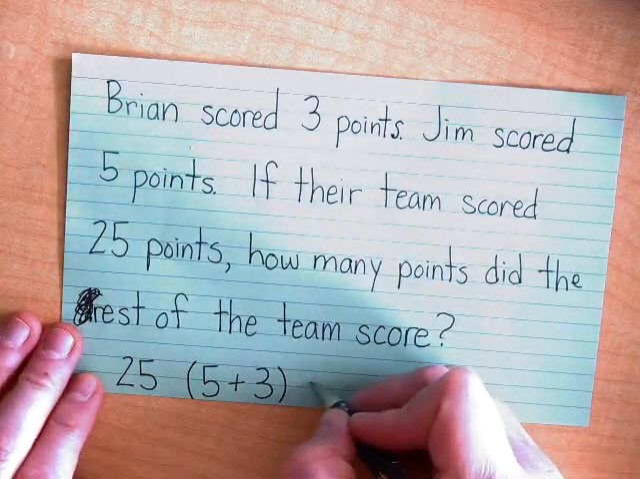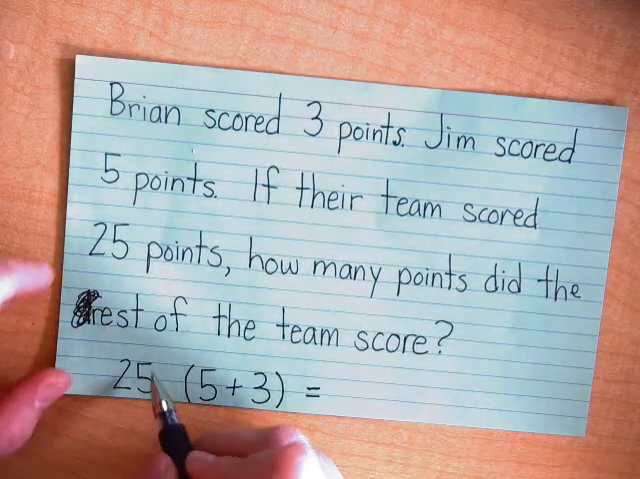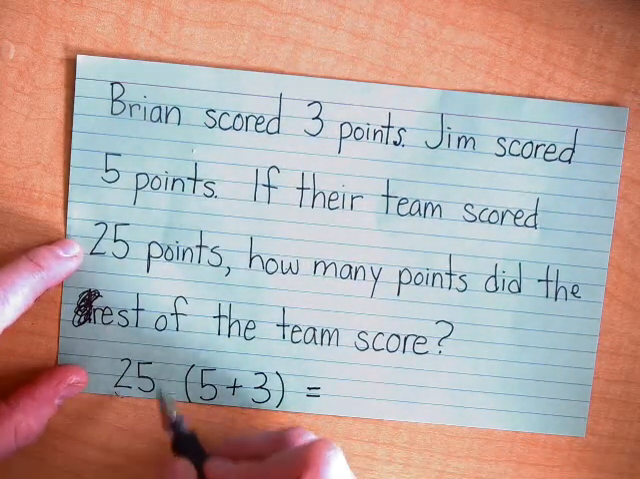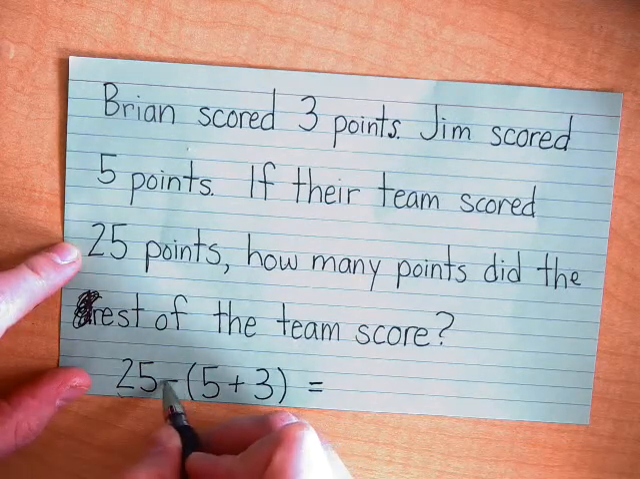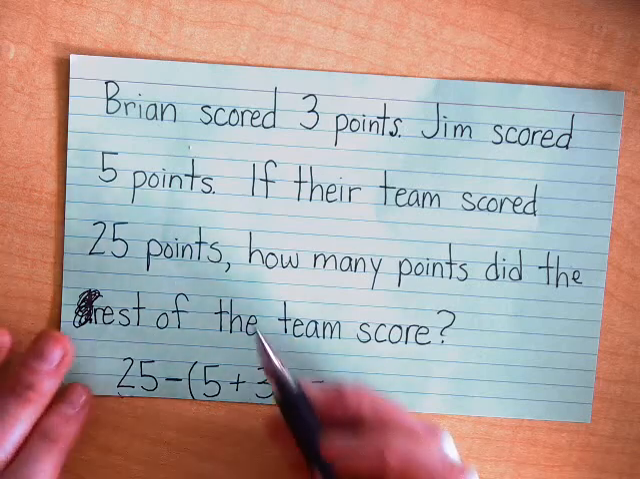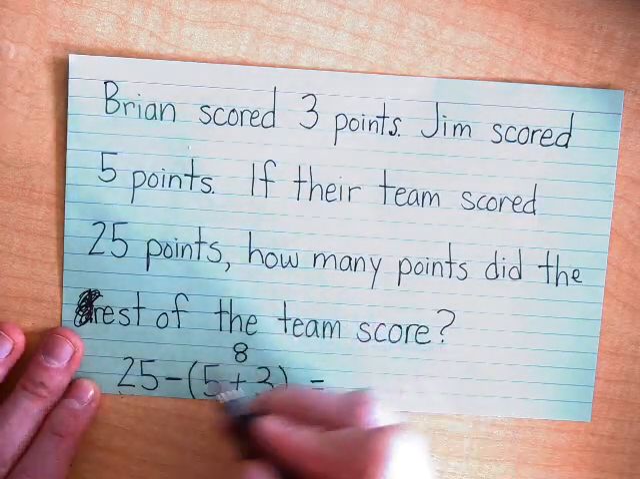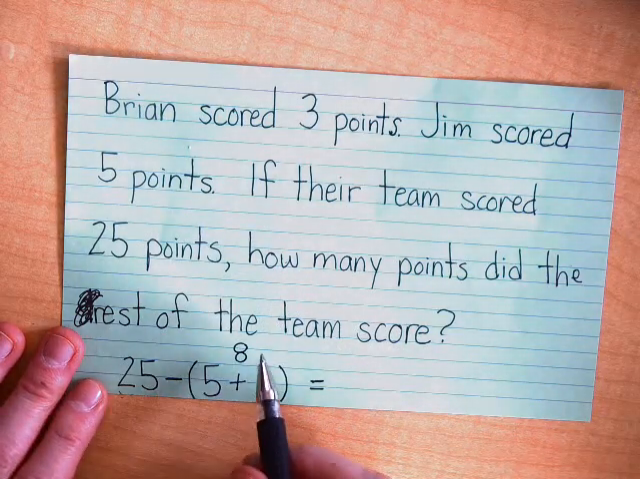Now, I want to know how many the rest of the team scored. So I'm going to have to take all of the points together, which was 25, and then I'm going to have to subtract 5 and 3. So if I do this, I know that 5 plus 3 is 8, and I will have to do 25 minus 8.